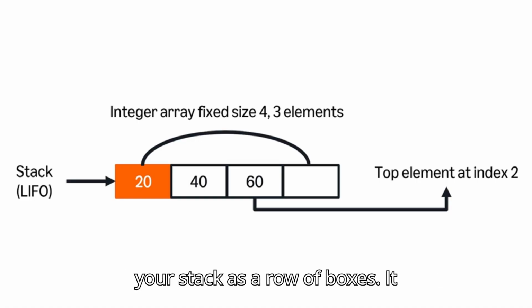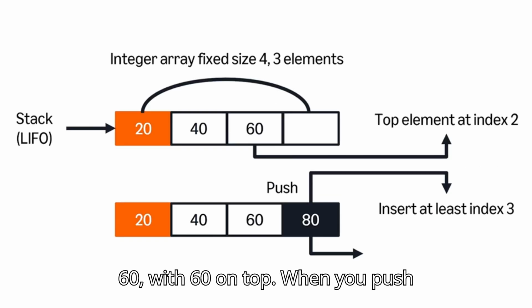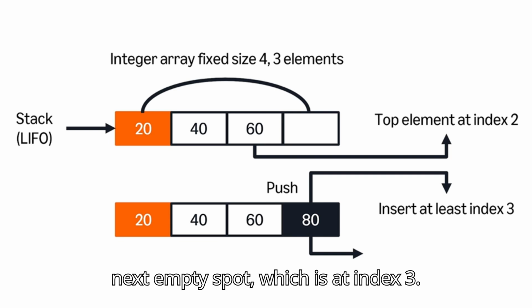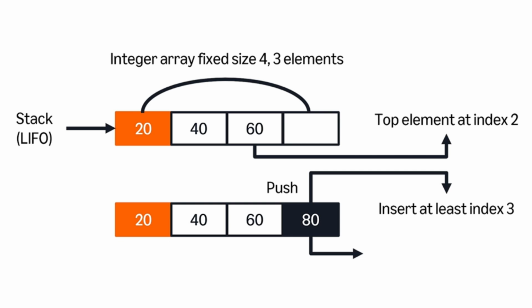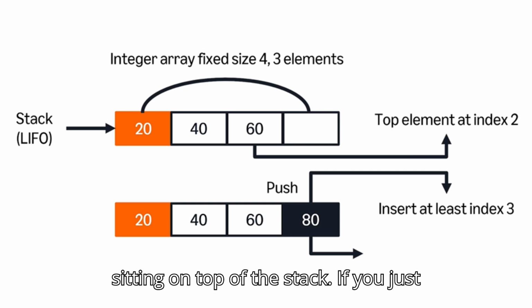Imagine your stack as a row of boxes. It currently holds 3 items, 20, 40, and 60, with 60 on top. When you push 80 onto the stack, it gets added to the next empty spot, which is at index 3. Now, 80 is the new top item, sitting on top of the stack.